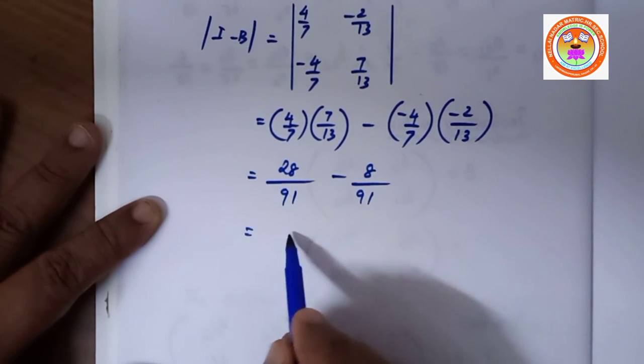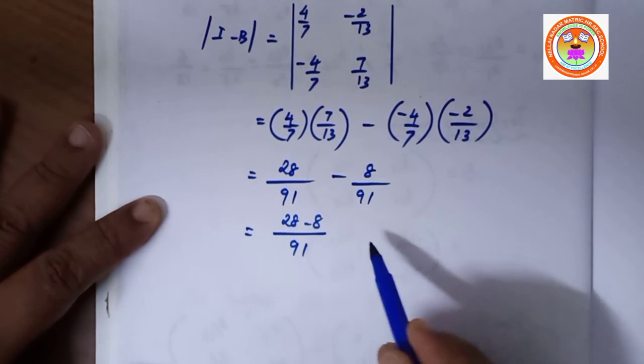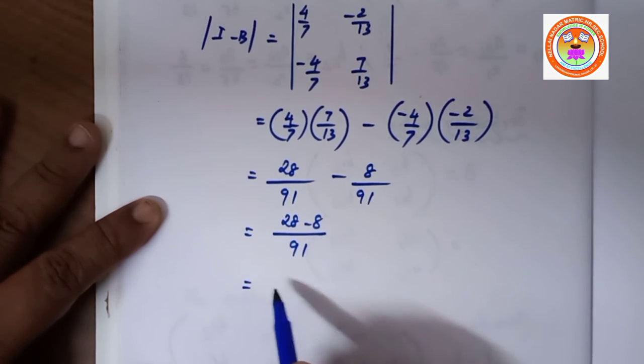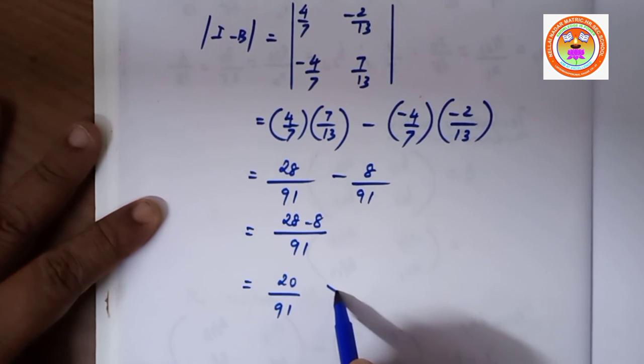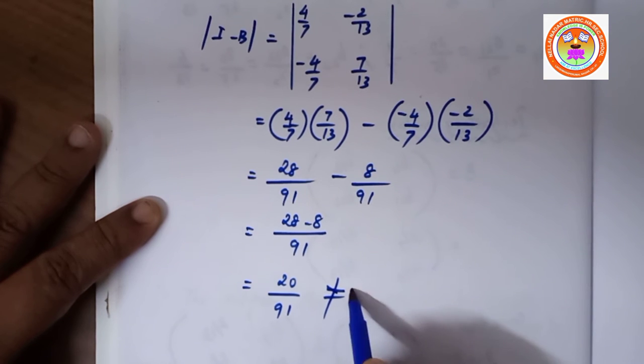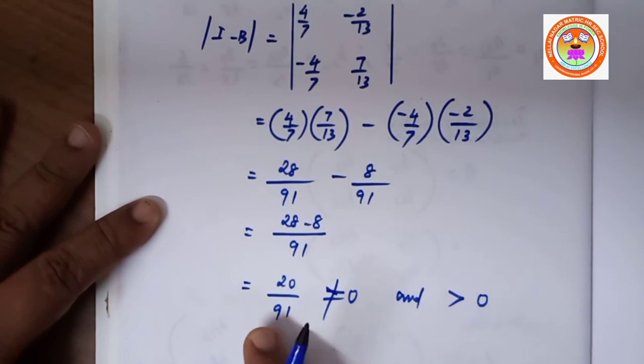We have the common denominator 91, so write the numerator as it is, 28 minus 8. That is equal to 20 divided by 91, which is greater than 0, at the same time not equal to 0. Right? Not equal to 0 and greater than 0. Greater than 0 means positive.